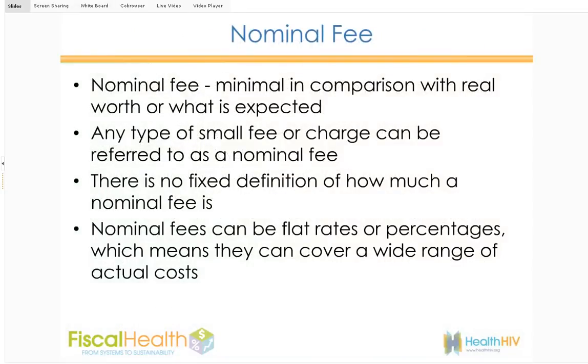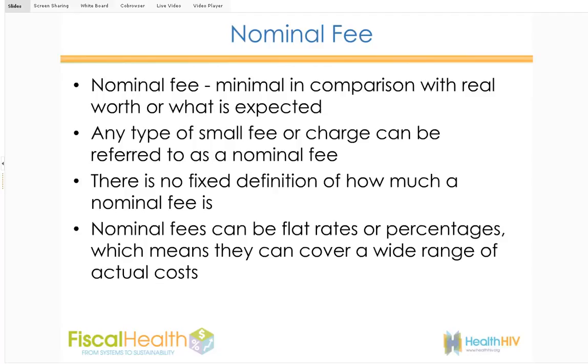So let's talk about what a nominal fee is. And really, again, this is at the discretion of your organization. By definition, a nominal fee is minimal in comparison with real worth or what is expected. So it's really just a small fee that is charged to a person for services. And sometimes that is to give that person accountability or some participation in their medical care.